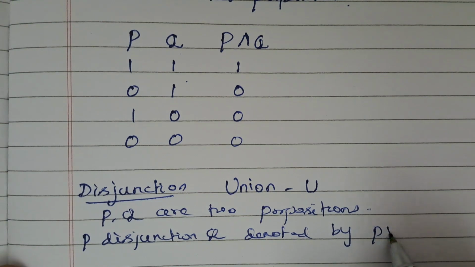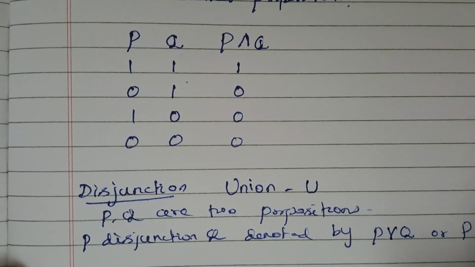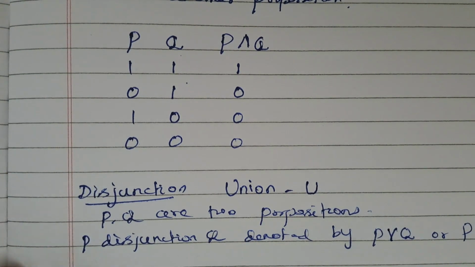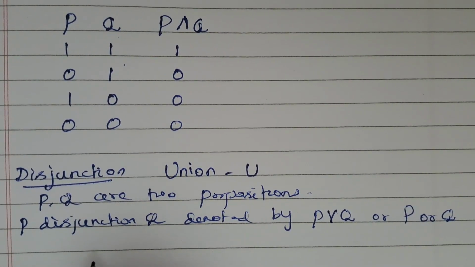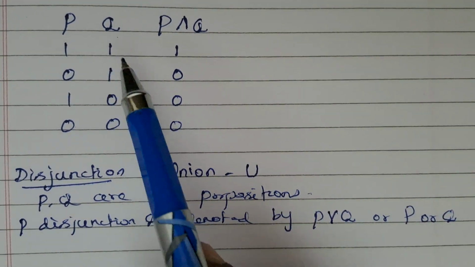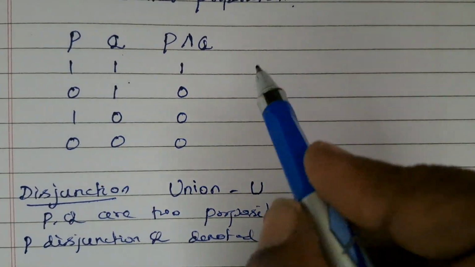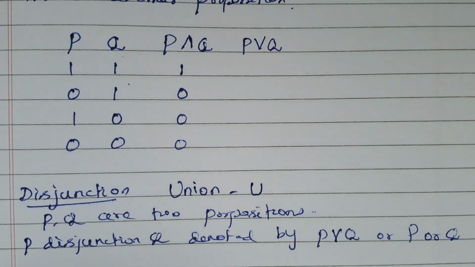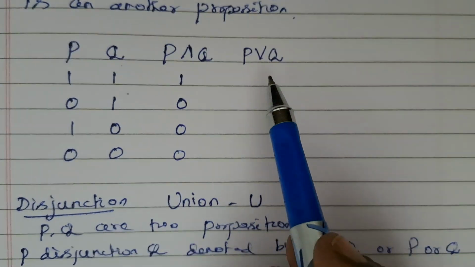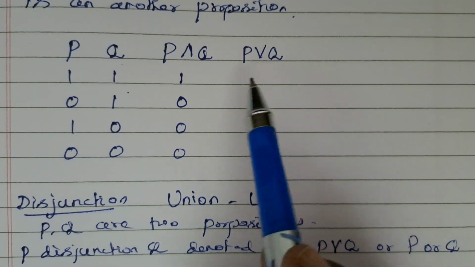P disjunction Q, or P OR Q. P OR Q is defined as the same thing. I'll take here P, Q and the truth value for P OR Q, because P OR Q is another proposition, it has truth values.